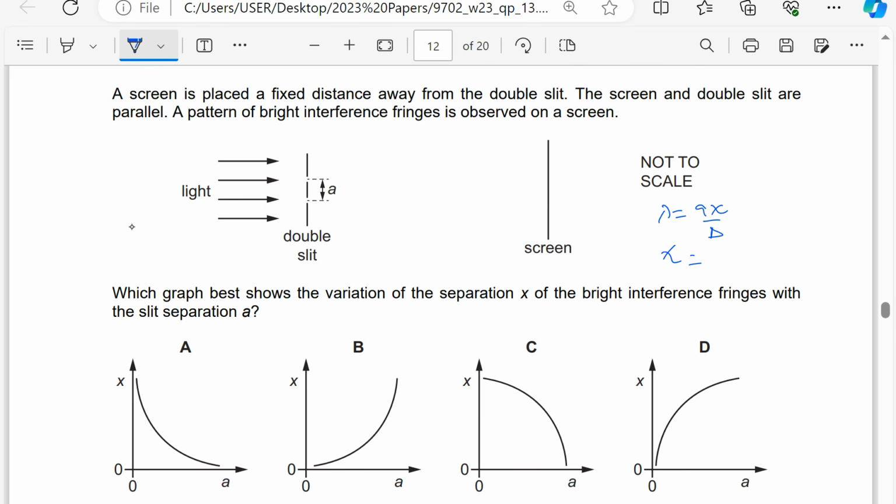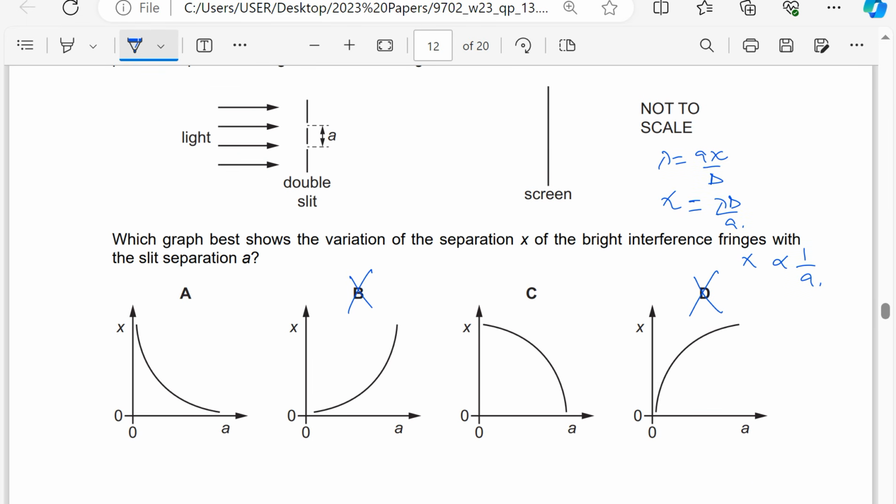So x is going to be equal to lambda times D divided by a. So you notice that x should be inversely proportional to a. So it means D is wrong and B is automatically wrong. As a increases, x should be decreasing. But let's check. When a tends to 0, what is x going to be? When I put 0 here in the denominator, x tends to infinity.